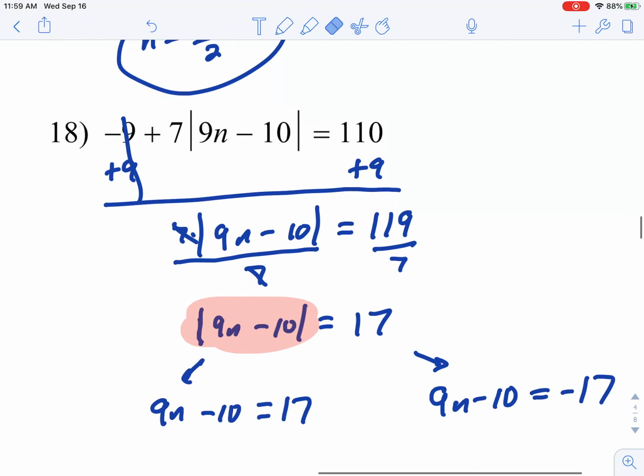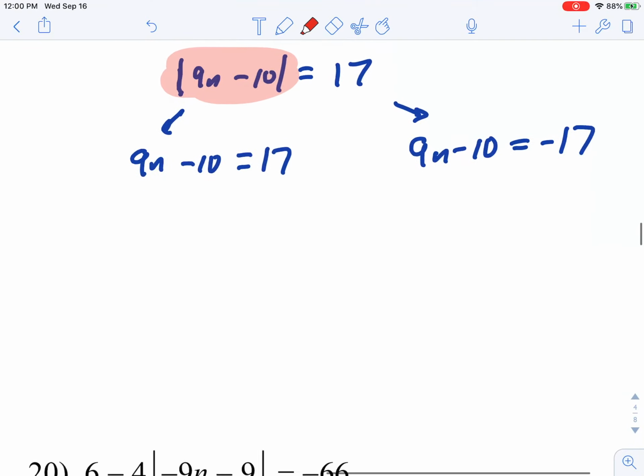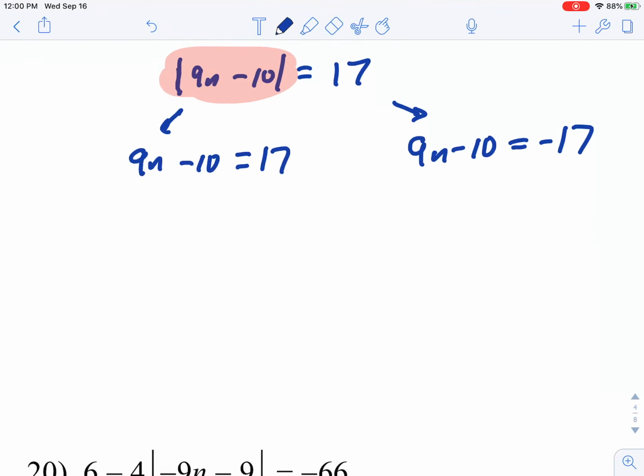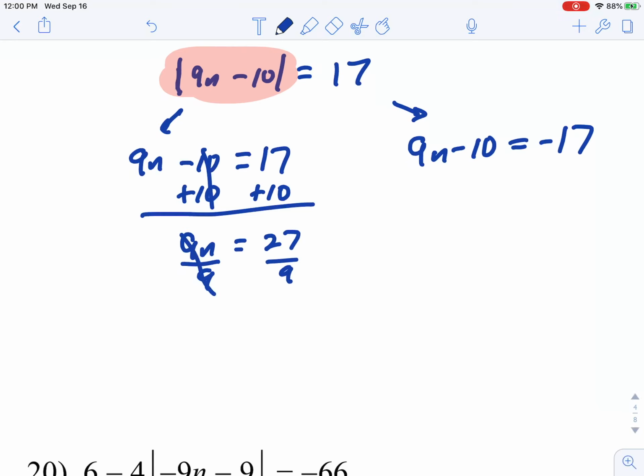So I had 2 numbers not in the absolute value bars. I eliminated them both by using basic algebra steps. Then I split the absolute value into 2 equations. Now I can solve them both. Add 10 to both sides. 9n equals 27. Divide by 9. n equals 3. Add 10 to both sides.